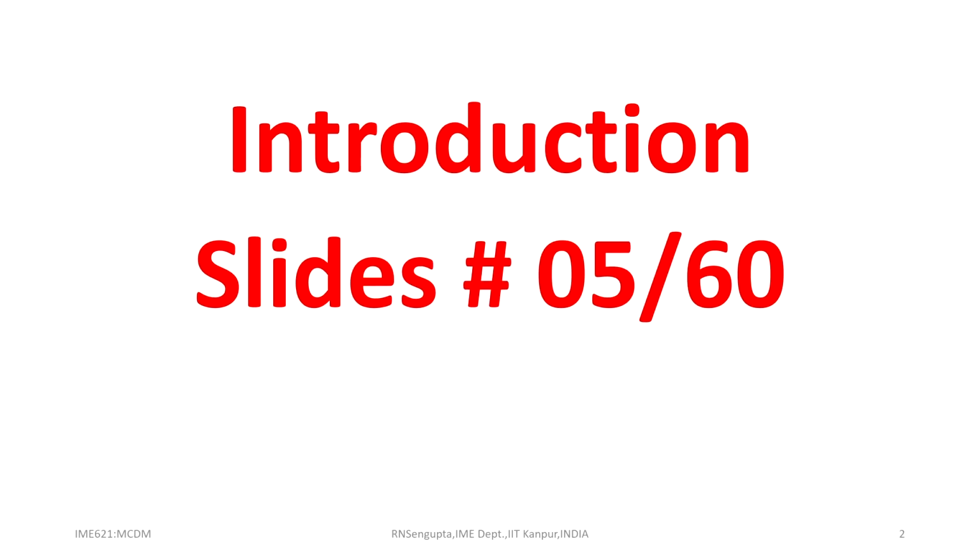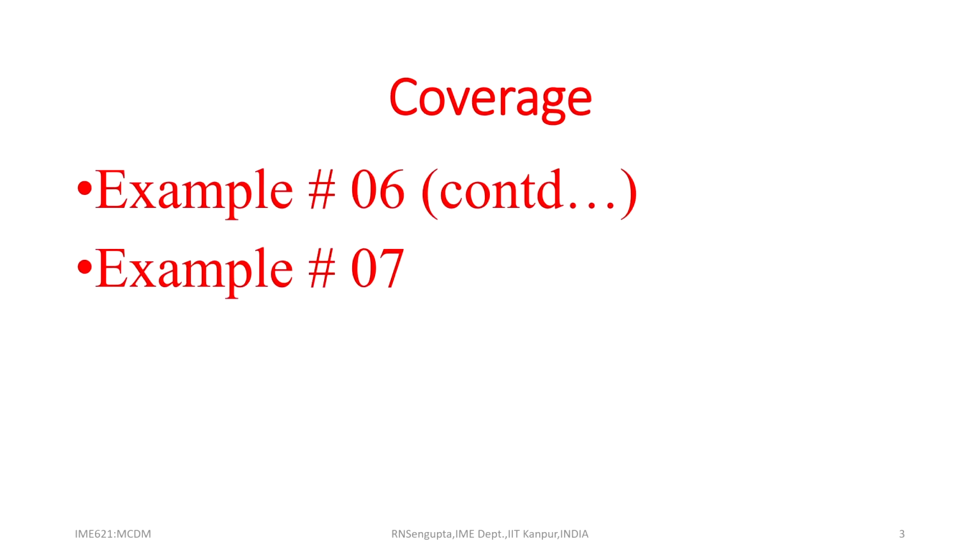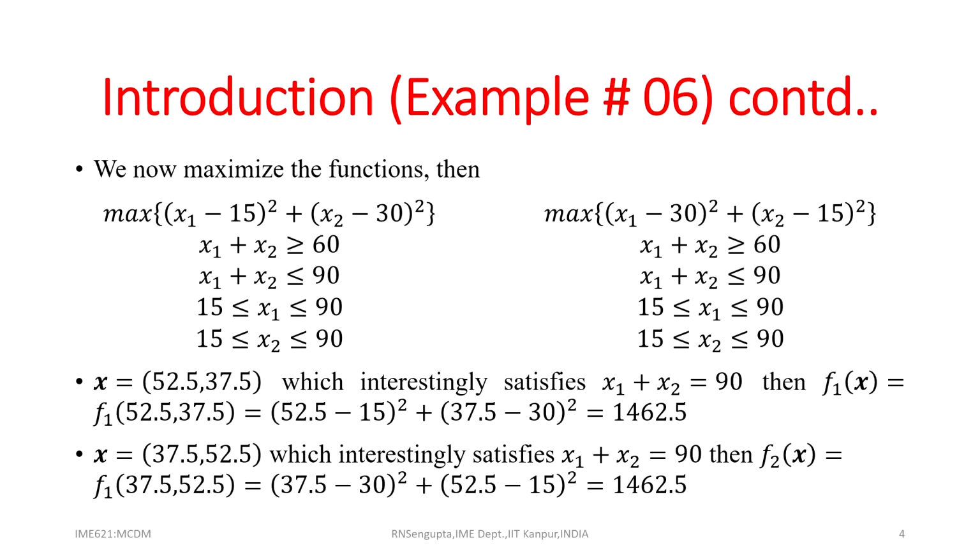This is the fifth lecture under the title of the course, which we have already discussed. The coverage is a continuation: we will wrap up example 6 and then consider another example, example 7. Now we try to maximize these functions. As I continue the discussion, I will highlight the points.